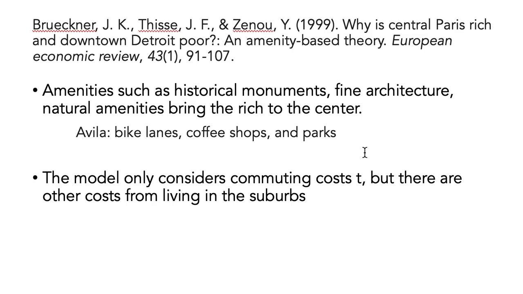So, bottom line, this model, the monocentric model, originally only considers commuting costs T constant. But there are other costs from living in the suburbs, particularly the time commuting, that must be considered. Okay?